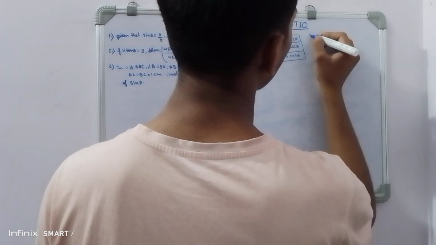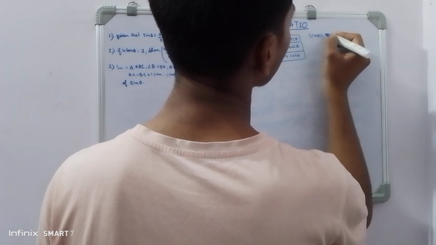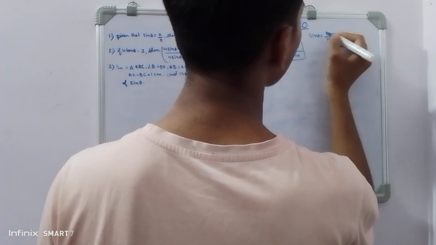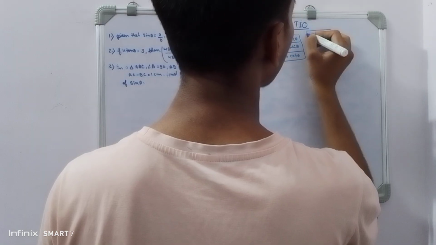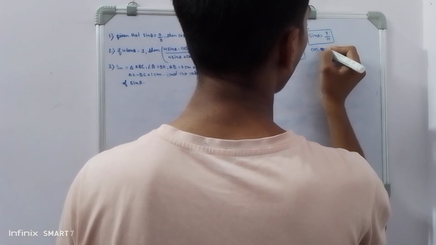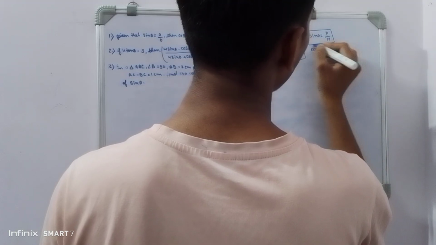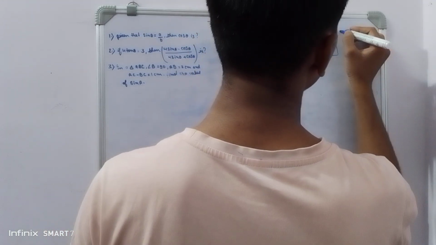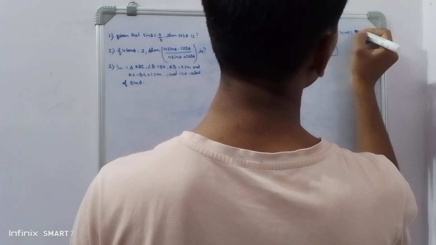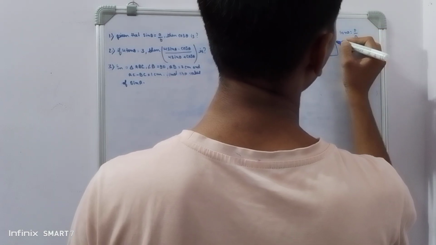Now the sin theta means P by H. This is the first thing which you have to understand. And then cos theta is equal to B by H, which you have to understand also. And then tan theta is equal to P by B, which you have to remember.